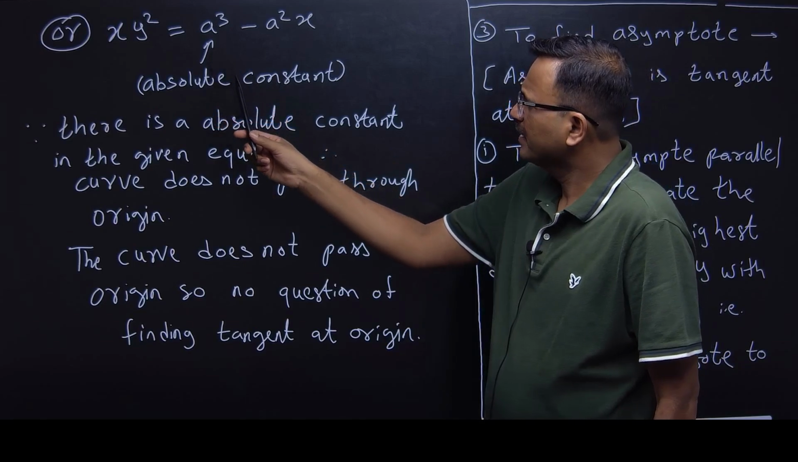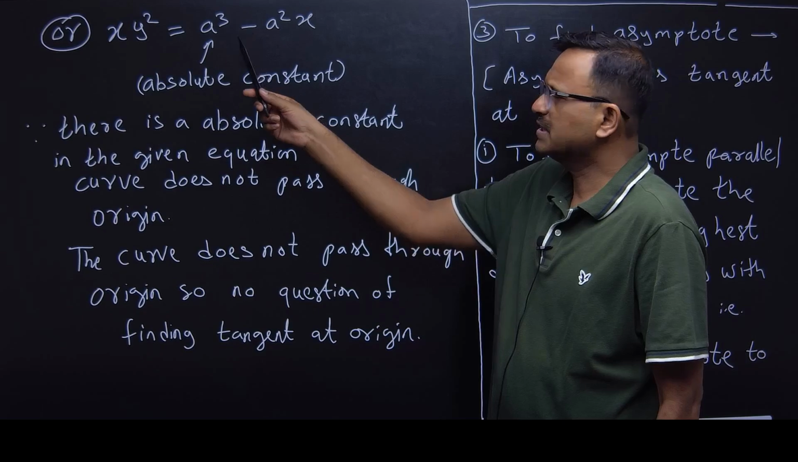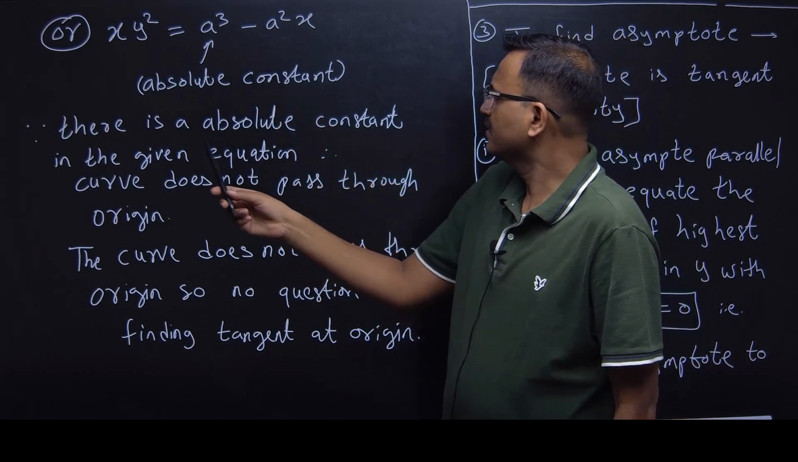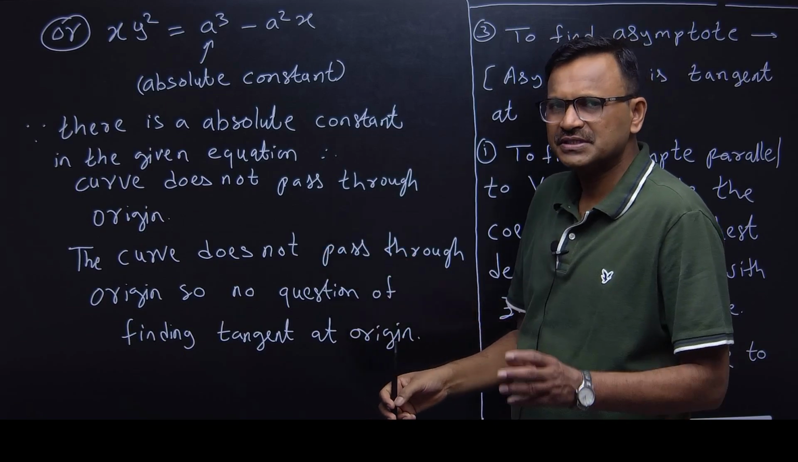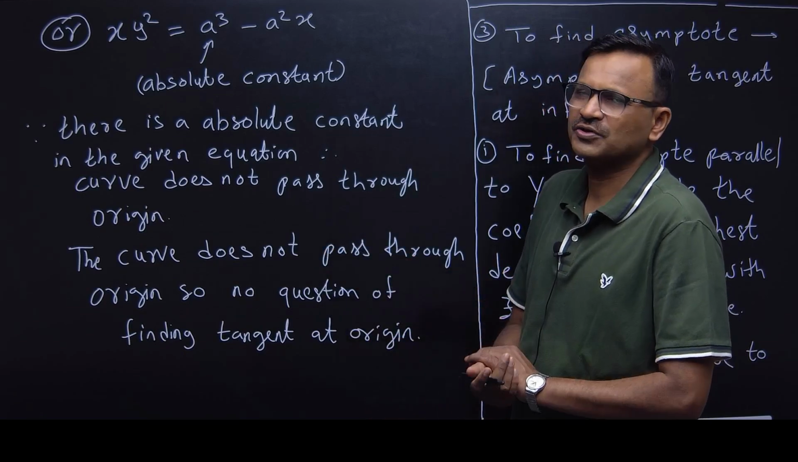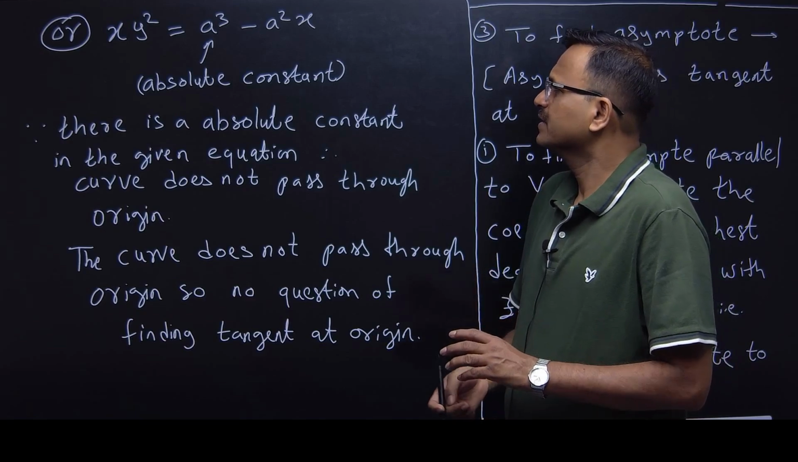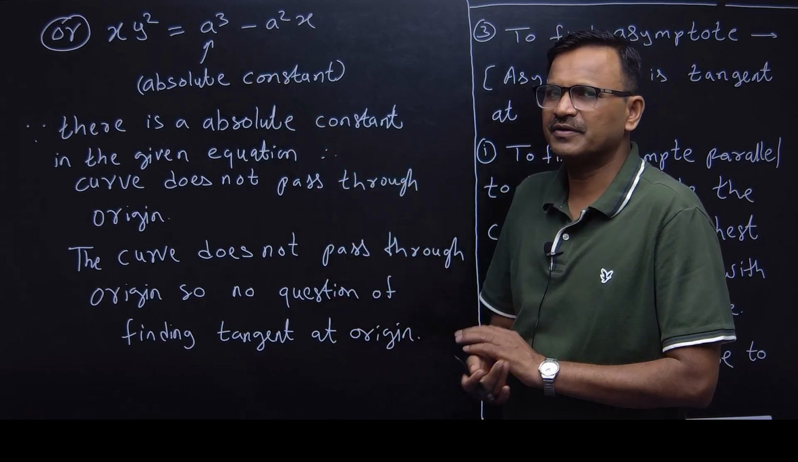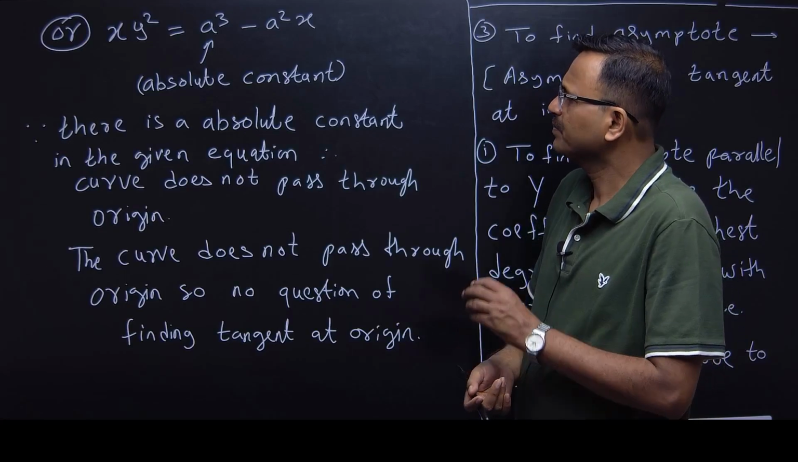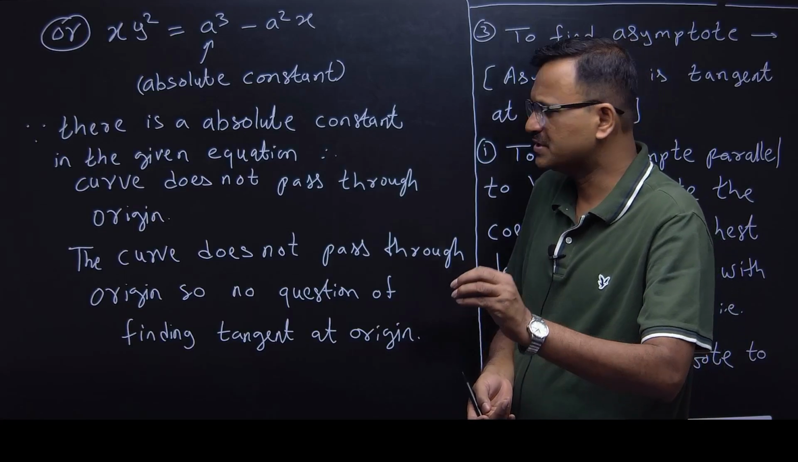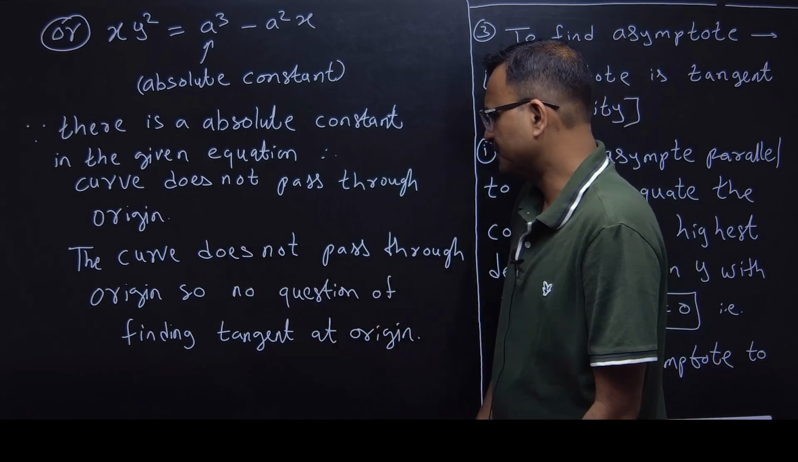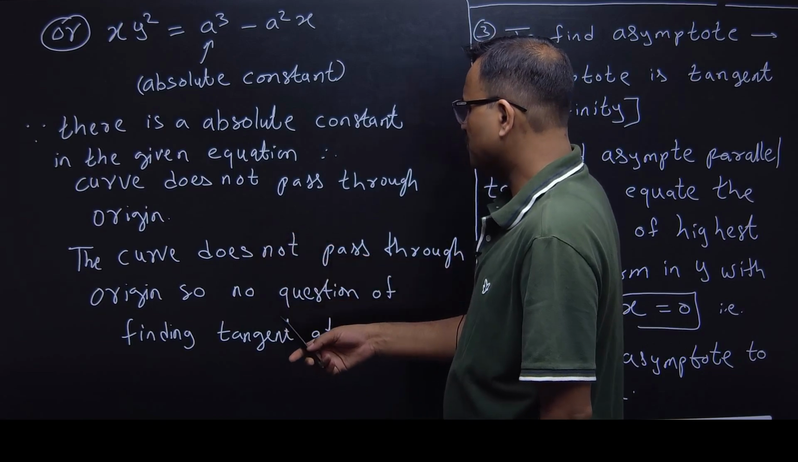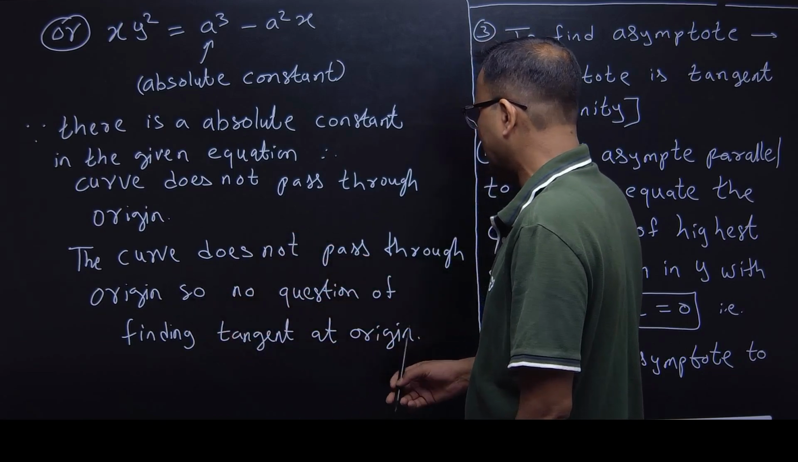And if there is an absolute constant in the given equation, then we say that the curve does not pass through the origin. जिस equation में कोई absolute constant होता है, एक ऐसा constant कि जिसको x या y का कोई टर्म, कोई वेरिएबल का टर्म मल्टीप्लाइड नहीं है, तो वो कर्व ओरिजिन से पास नहीं करेगा. So the curve does not pass through the origin. And now since the curve does not pass through the origin, there is no question of finding tangent at origin.